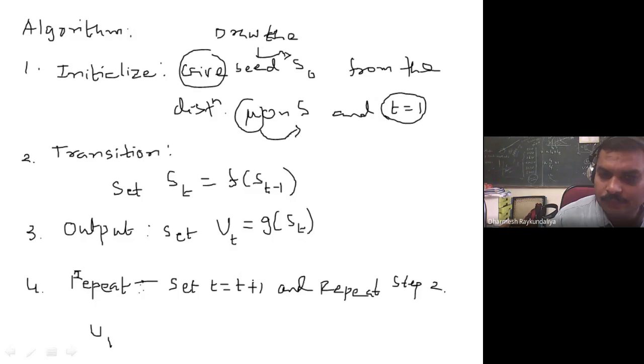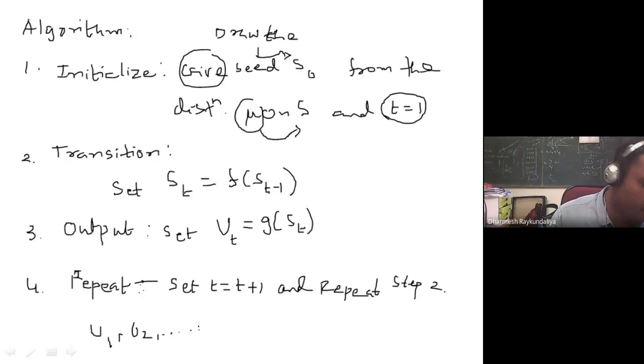Now you are setting t equal to t plus 1. If you substitute t plus 1 into step 2, it becomes S2, that is f of S1, since 2 minus 1 is 1. So if you apply the function f on S1, it becomes S2, and you give that value of S2 into the function g, and you will get U2. So likewise you can generate the series of numbers.